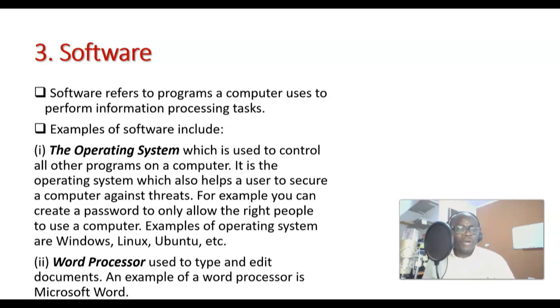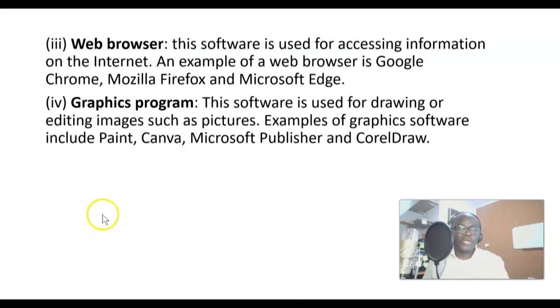Now, there are also other types of software or computer programs. For example, there is one called a word processor. We use this one to type and edit documents. If you want to type some words, you can use a word processor. Now, there are different kinds of word processors, and many people in Zambia use a word processor called Microsoft Word. It's called Microsoft Word because the company that sells it is called Microsoft Corporation. Let us look at other examples of software.